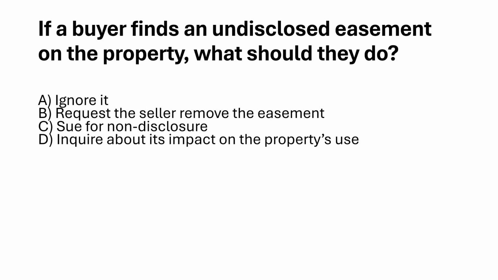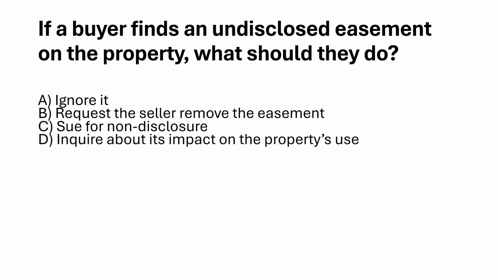Okay. All right. If a buyer finds an undisclosed easement on the property, what should they do? Well, A, ignore it. Typically ignoring stuff is usually not going to be a good idea, but let's see what our other options are. B, request the seller remove the easement. Well, that's a possibility. C, sue for non-disclosure. Anyway, D, inquire about its impact on the property's use.